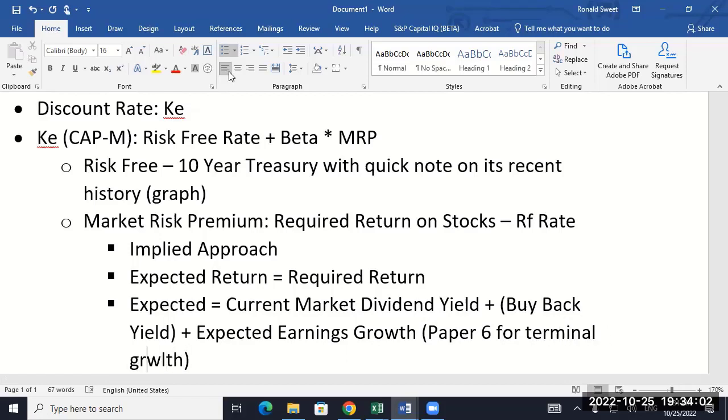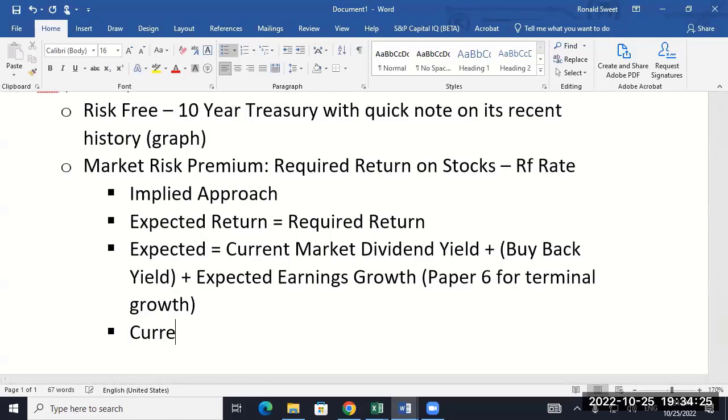So what you do here for this growth rate will probably be really important for paper 6, because in paper 6, you're going to need a terminal growth for your company. For most people, that's going to be long-term economic growth plus or minus something, depending. So that number is going to provide a double benefit.